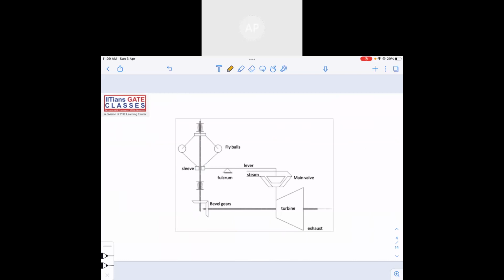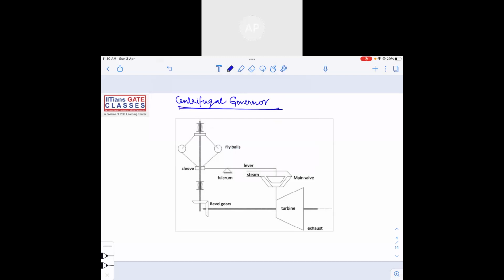So what exactly will we do? We are going to use a governor to control this. Let us see how exactly the governor will control. So this is the diagram of a centrifugal governor. This is the diagram for a centrifugal governor, right?